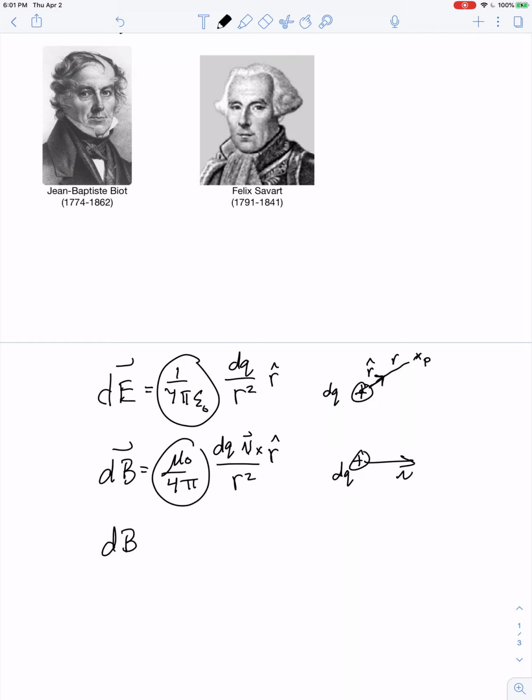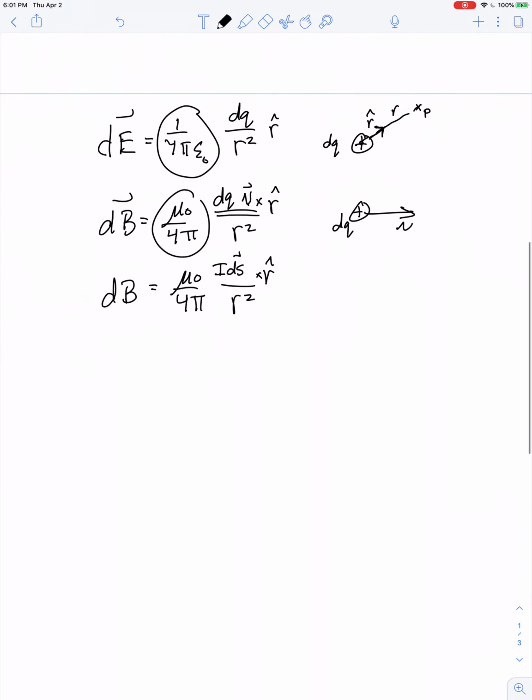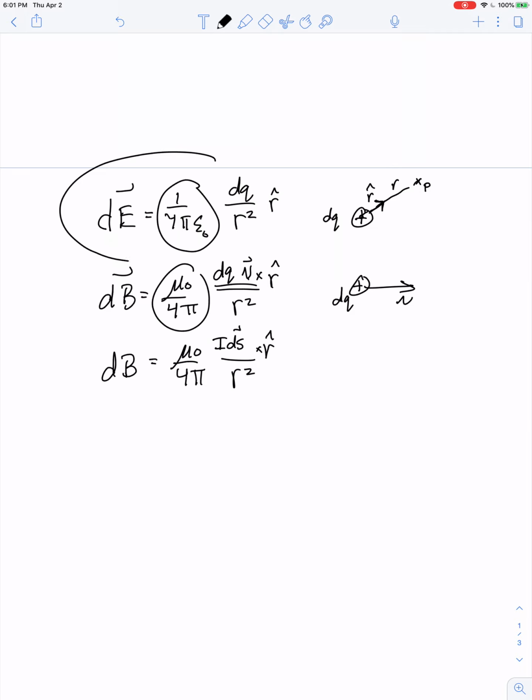The other version of law of Biot-Savart for a current is mu naught over 4 pi, inverse squared law, cross product with r hat, but instead of dq and v, it's I and ds. So I think we used this formula back in our study of electrostatics whenever we were using a method we referred to as the brute force approach.